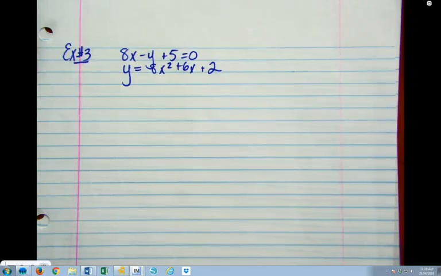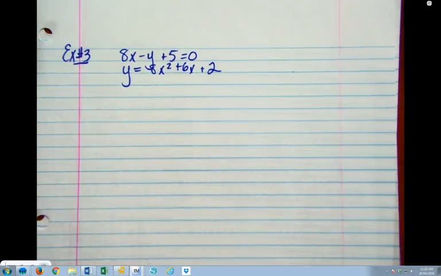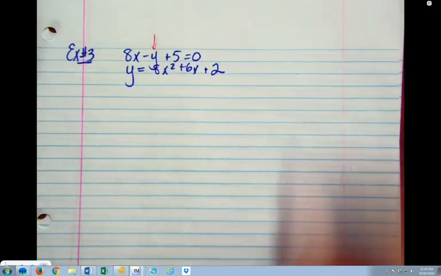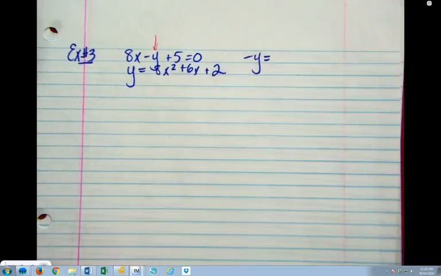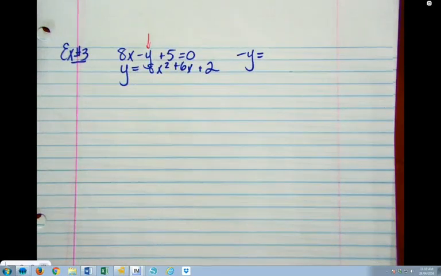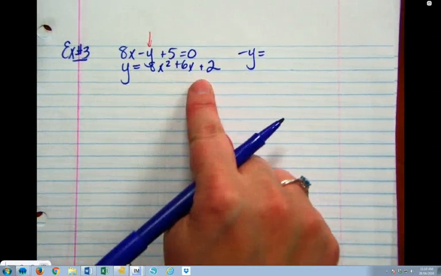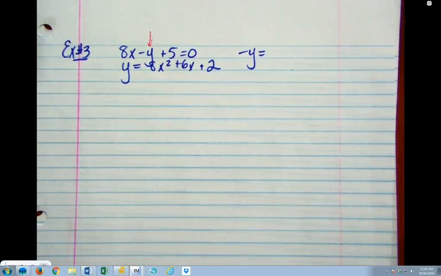Does it specify a method, or can we pick anything we want? It specifies elimination. First thing we need to do is make them look the same, because the second one has y by itself. I'm going to get y by itself on the first one. They just have to be the same, so I can either make the other one equal to 0, or I can make the first one with y isolated. Doesn't matter. It's our choice.